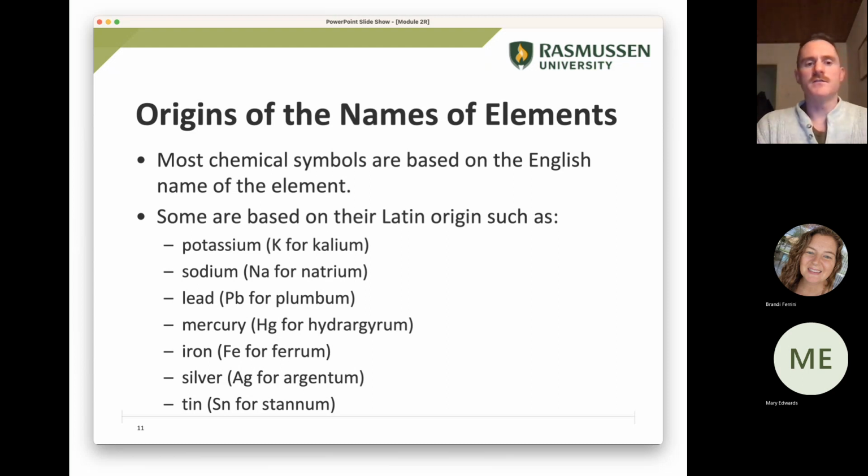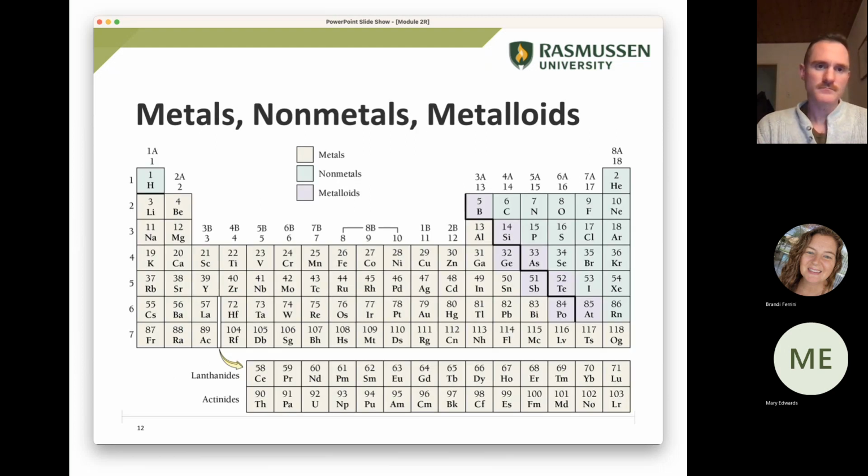So just understand that there's some tricky ones right here. Fe is iron, for example, right? Understand that you might be getting the wrong element if you're not aware that there are some exceptions to these naming conventions. But for the most part, they kind of make sense. Like carbon is C and oxygen is O and nitrogen is N. So let's talk about how the periodic table is laid out.